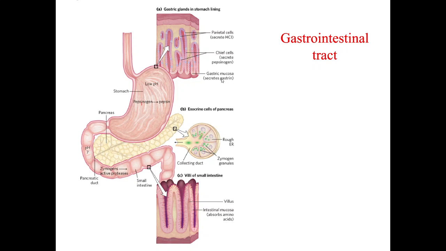Next, gastric mucosa. Gastric mucosa secretes gastrin. For example, you are eating some chicken or some meat, and now it is coming from your digestive system to here. So the meat has come here. At low pH, the degradation of meat is easy. So here, low pH.